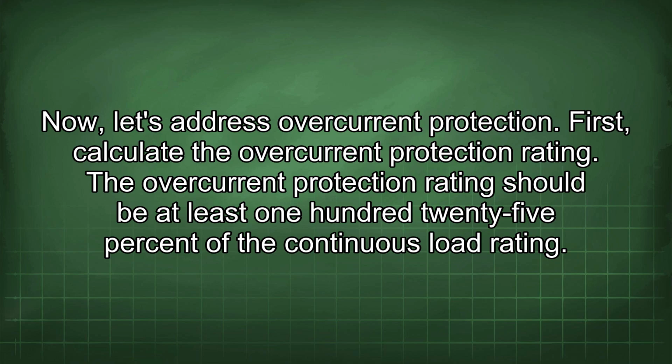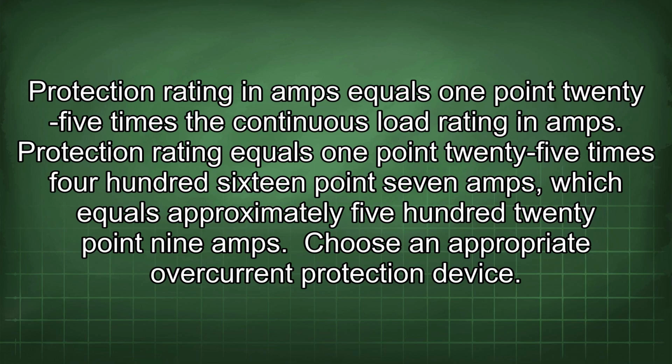Now let's address overcurrent protection. First, calculate the overcurrent protection rating. The overcurrent protection rating should be at least 125% of the continuous load rating. Protection rating in amps equals 1.25 times the continuous load rating in amps. Protection rating equals 1.25 times 416.7 amps, which equals approximately 520.9 amps.